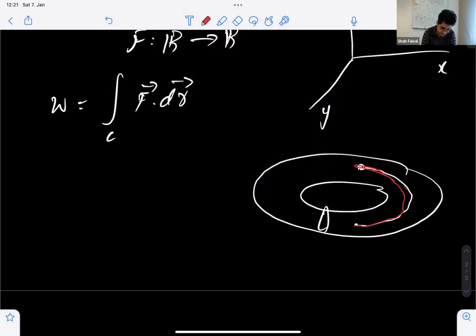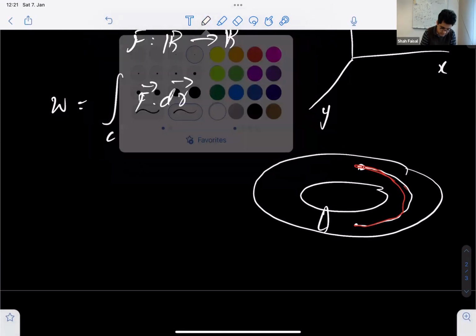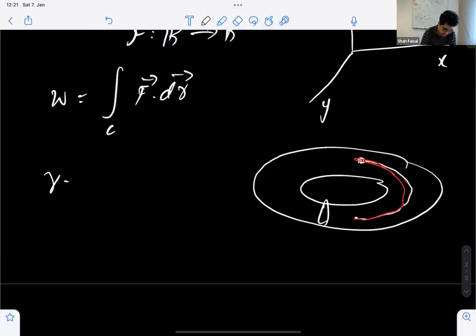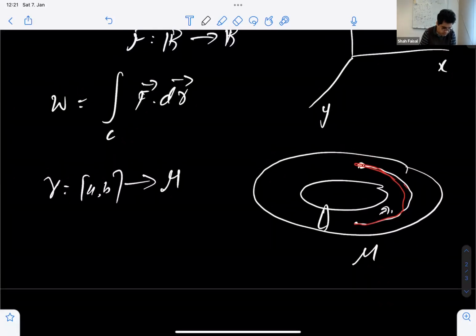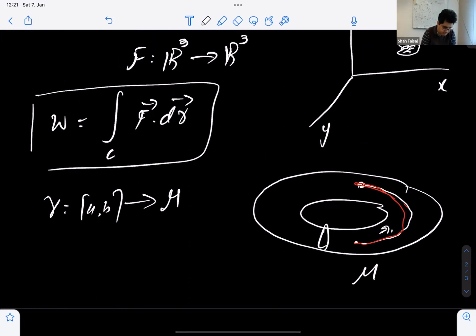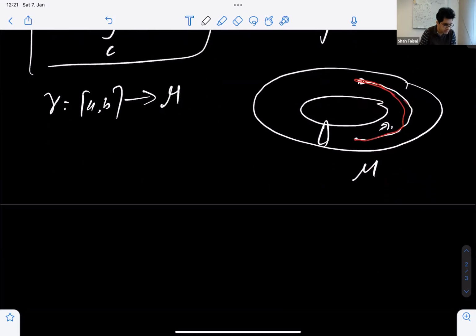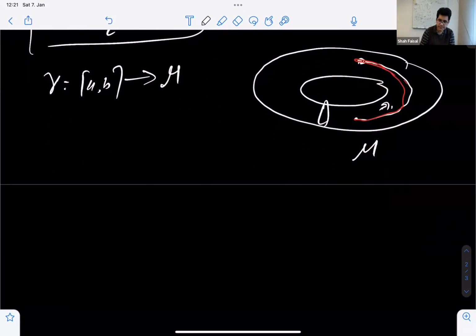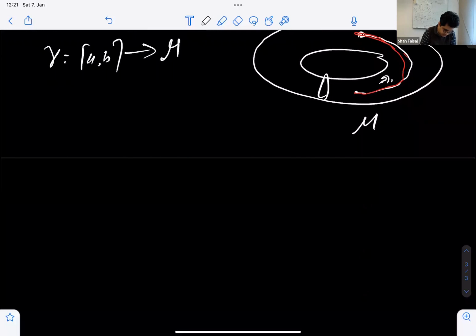Red is the path. Now the question is, let's say the path is again from this interval to this space, let's say M. Now, how much work did you do? Well, if you have nice calculus on this surface of a donut, you can define it with this integral. So you need to be able to do some kind of integration over the surface of that donut before you define such a thing. Well, so this motivates the following.